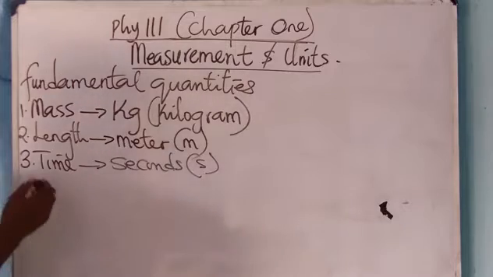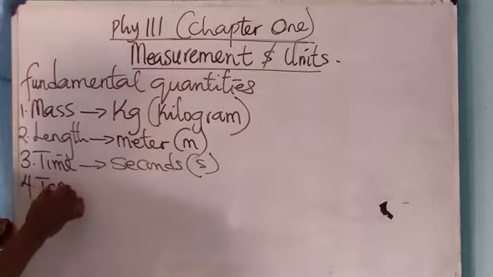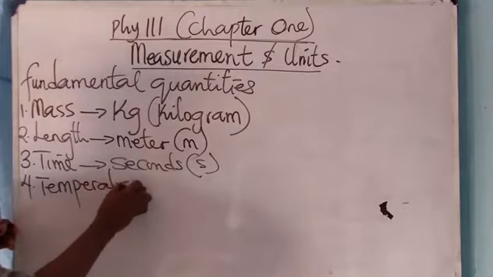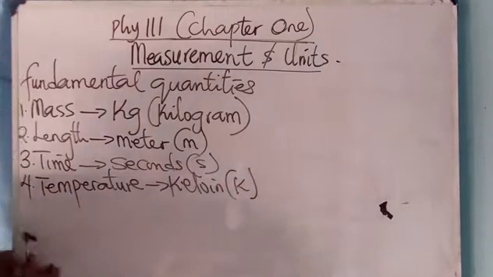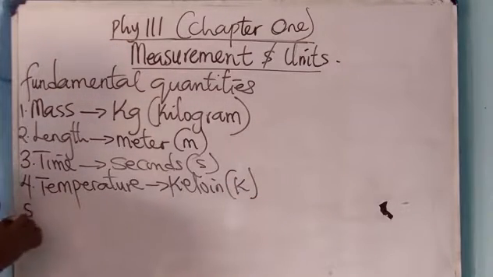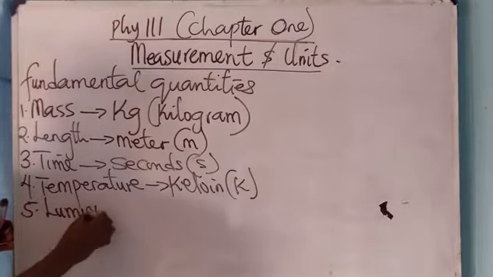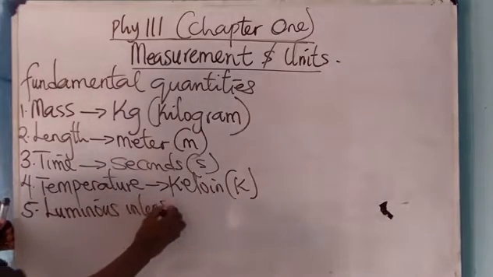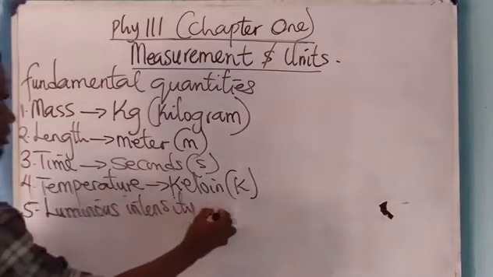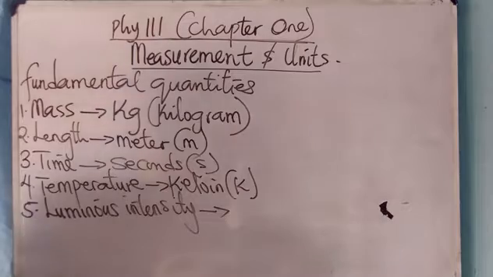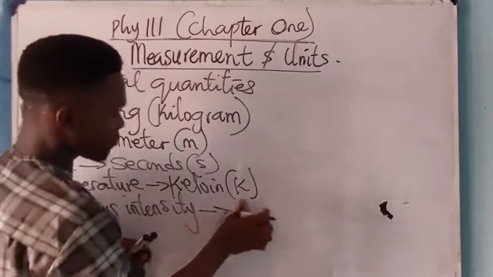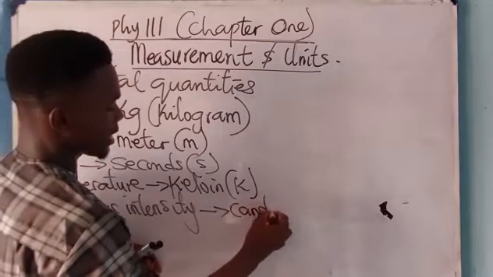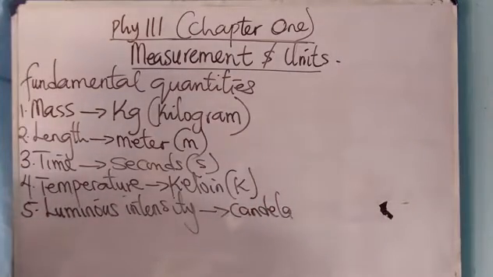These three are the most commonly known fundamental quantities, but you have others, such as temperature. Temperature is a fundamental quantity and it is measured in Kelvin, that is K. Number five, luminous intensity, is a fundamental quantity. What is the SI unit of luminous intensity? It is measured in candela.